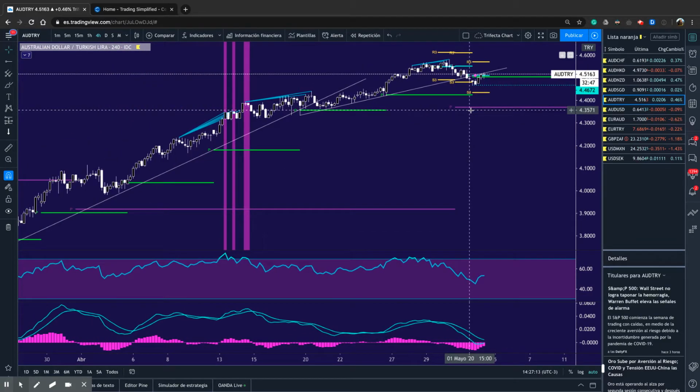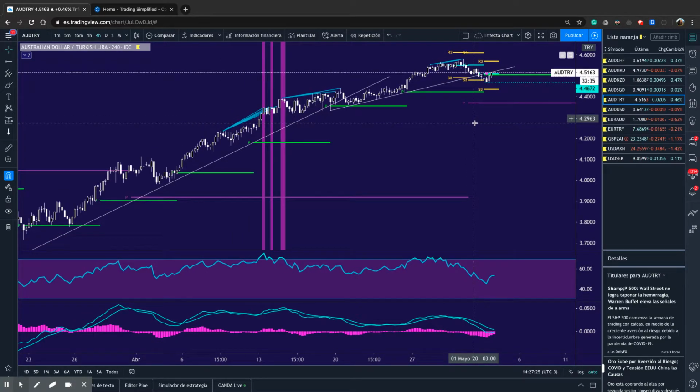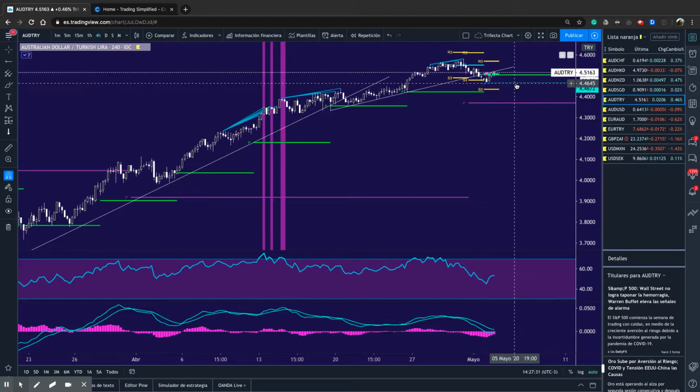Remember that past success does not mean that we're going to succeed in these trades. But the thing is that everything is pointing down, and we have to know that the market does whatever it wants. But if we finally break this, we could see a really nice movement downwards.